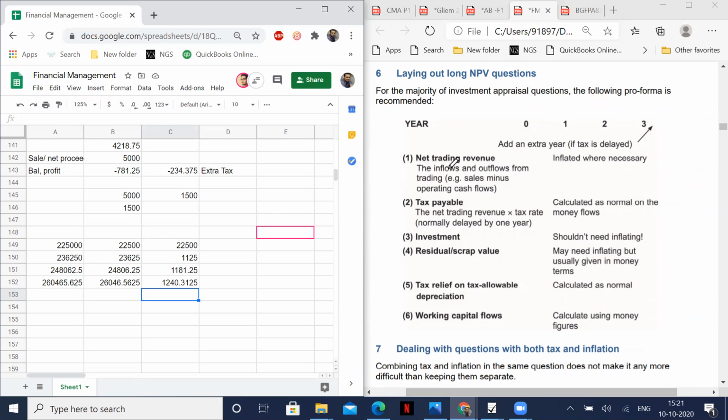अब ये जो है लेइंग आउट लॉन्ग एनपीवी क्वेश्चंस, तो आप सब चीज का मतलब एक समरी है, ये प्रोफार्मा समरी कि क्या क्या करना है आपको. देखें, नेट ट्रेडिंग रेवेन्यू, टैक्स पेएबल, इन्वेस्टमेंट, रेसिडुअल स्क्रैप, टैक्स रिलीफ ऑन टैक्स अलाउएबल डिप्रिसिएशन, वर्किंग कैपिटल एक्सेट्रा इस सब चीज़ों का है यहाँ पे.